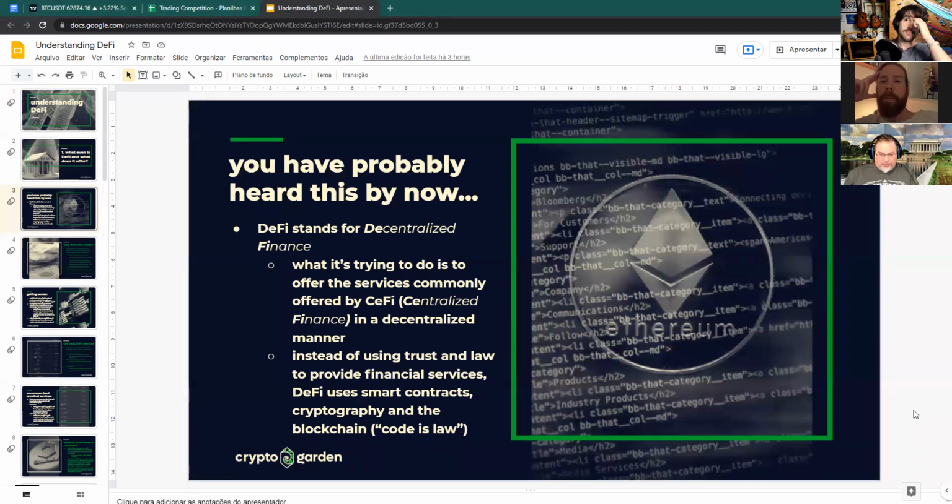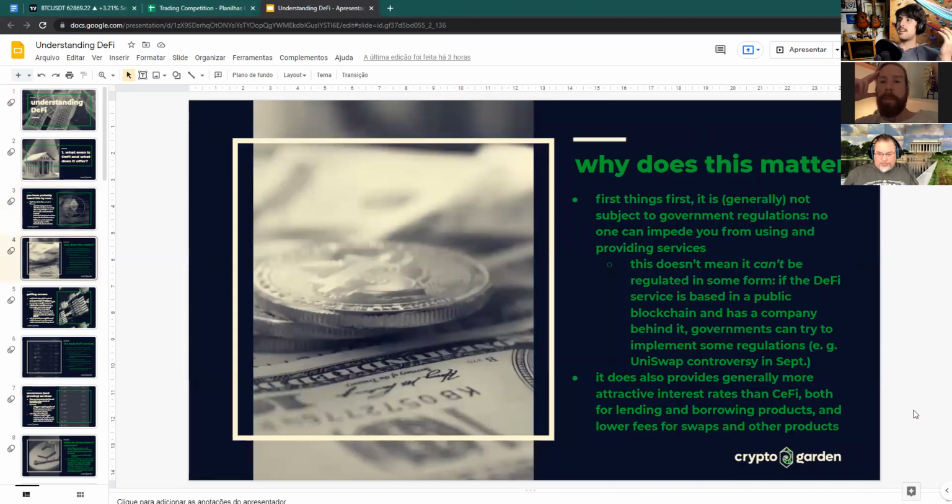All right. Okay. So why does this matter? Why would we want those decentralized financial services? First things first, it's generally not subject to government regulations. So no one can impede you from using and providing those services. No one can impede you from borrowing money on Aave or lending money on Aave, or for example, on Unslash, which is a decentralized insurance protocol. No one can impede you from buying an insurance contract or providing money for those insurance projects.